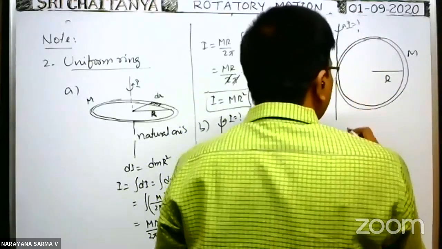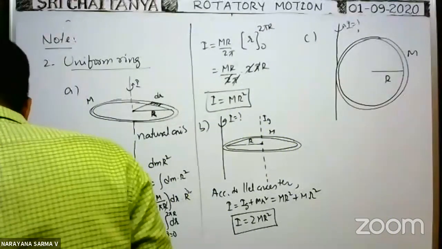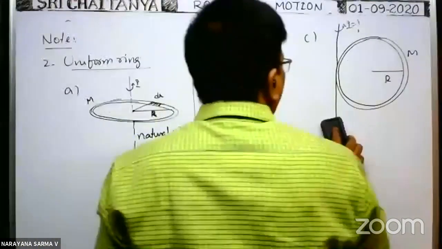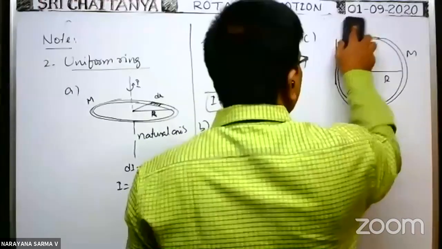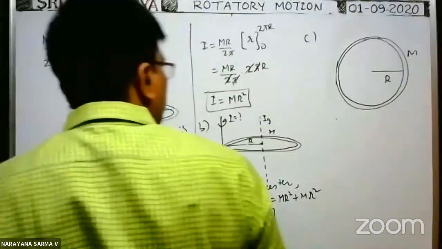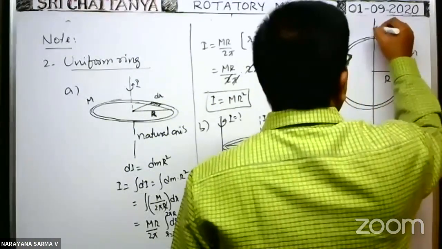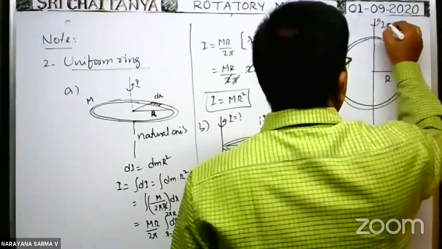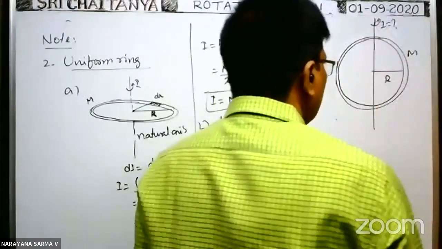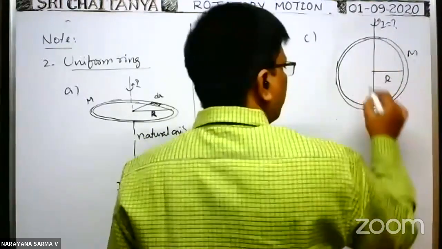For that, first of all, I forgot to explain this one. You forget this axis now. First, we have to find the moment of inertia about the diametric axis. About this axis, we have to find the moment of inertia. Okay, so here I will draw the same diagram like this.